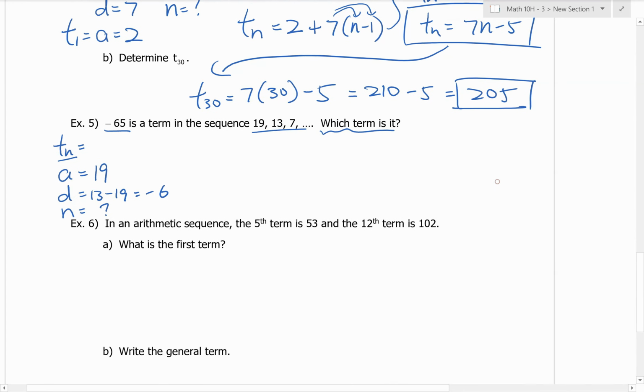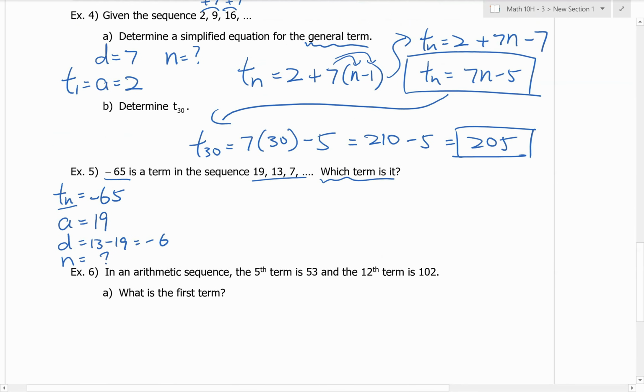So in this case, Tn is negative 65, because that's the value. Tn is negative 65. That's the value of that term. N is how many terms there are. So then we have 4 variables. We know 3 of them, so we can actually solve this. All we need to do is plug in the values into the formula. I'm just going to write down the formula once again.